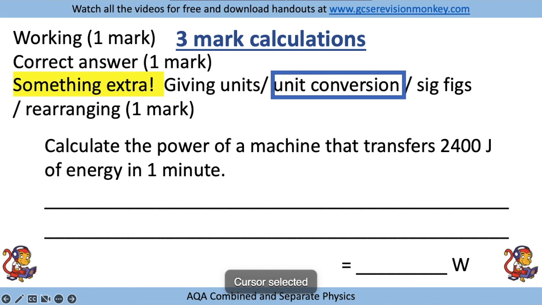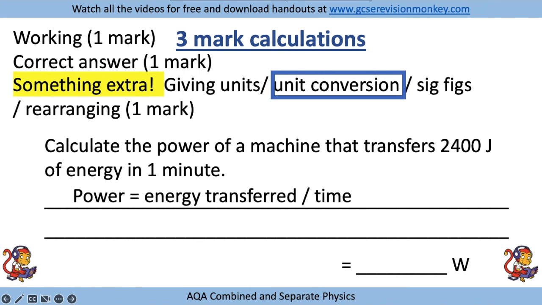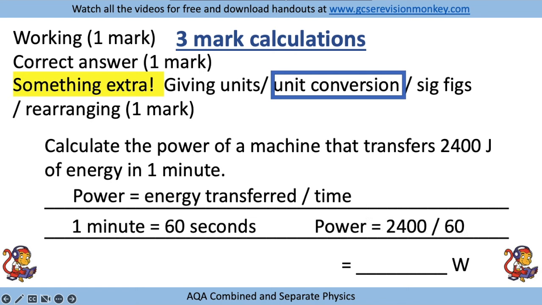So you write down the equation, show your conversion, 1 minute equals 60 seconds in this case, put your numbers in. So rather than 2,400 divided by 1, it's now 60 because you've converted it, and then show your answer. So look out for that in a 3-mark question. It could be that that's where you're getting the extra mark.